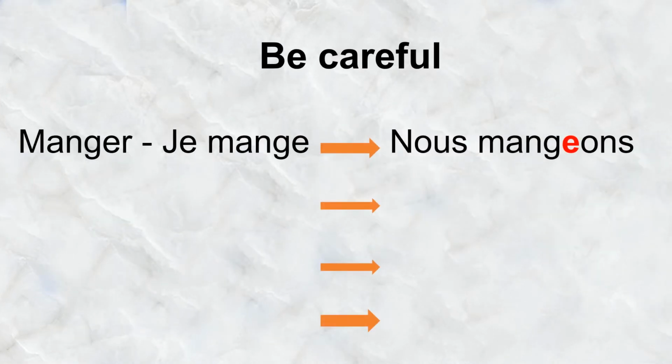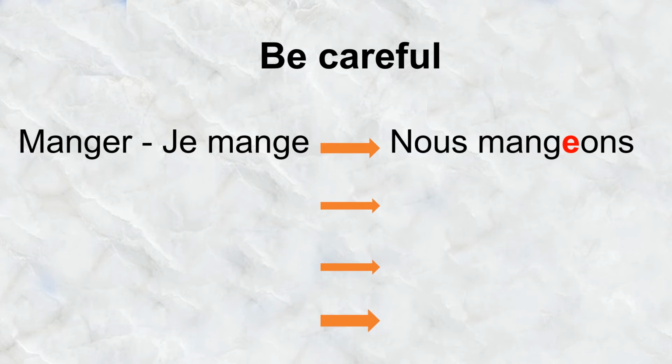Now, let's look at some irregularities. What do I mean by irregularities? Because we're talking about ER regular verbs, I'm only talking about some changes which are made due to pronunciation. So for example, here I put manger for you, which means to eat. Je mange. So it will be je mange, tu manges, il mange.